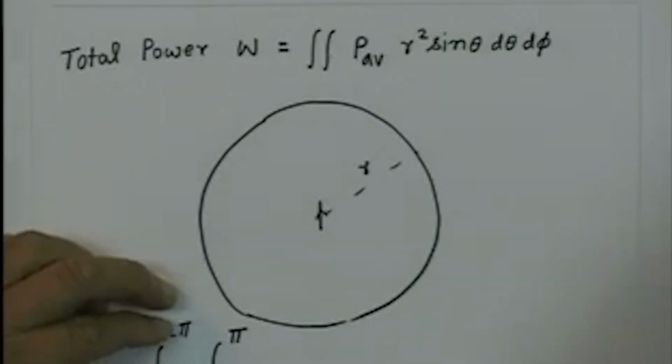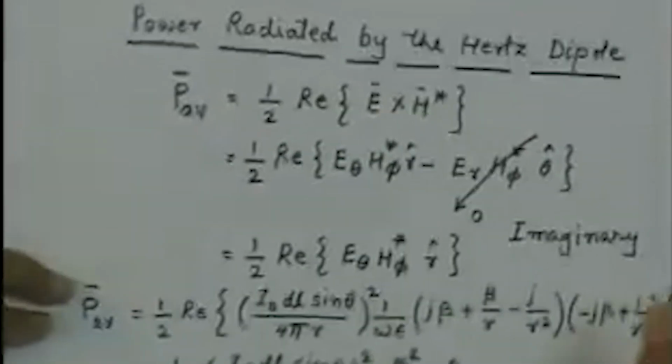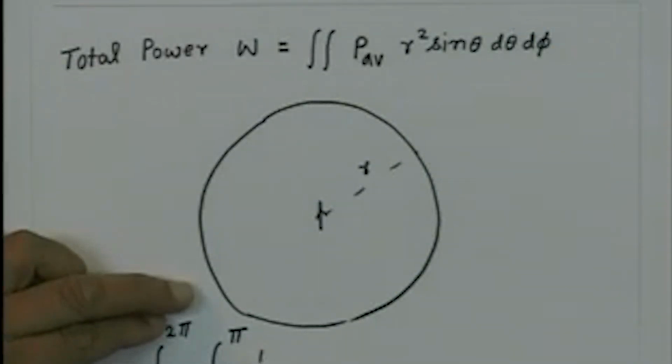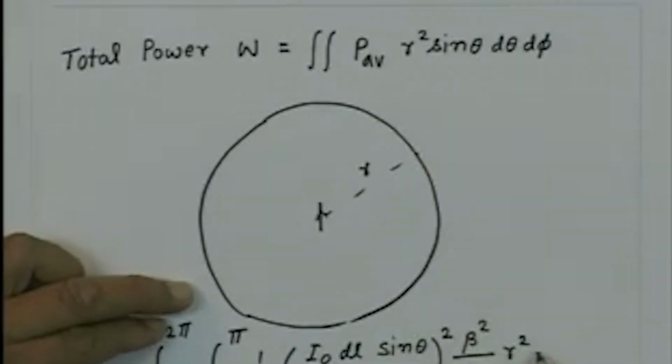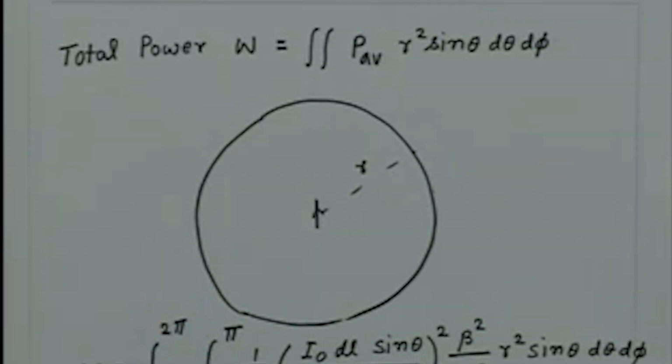and I can write down this Poynting vector which I have got there. So this will be half I0 dl sin theta upon 4 pi r whole square, beta square upon omega epsilon, r square, this term sin theta d theta d phi. First thing to note here is that this r square term is going to cancel with this r square term.